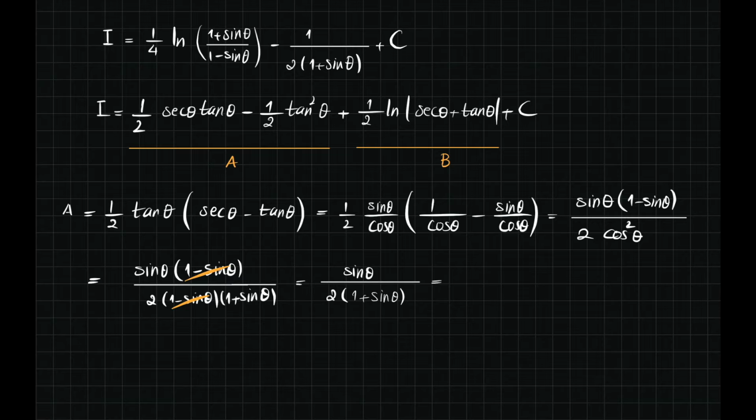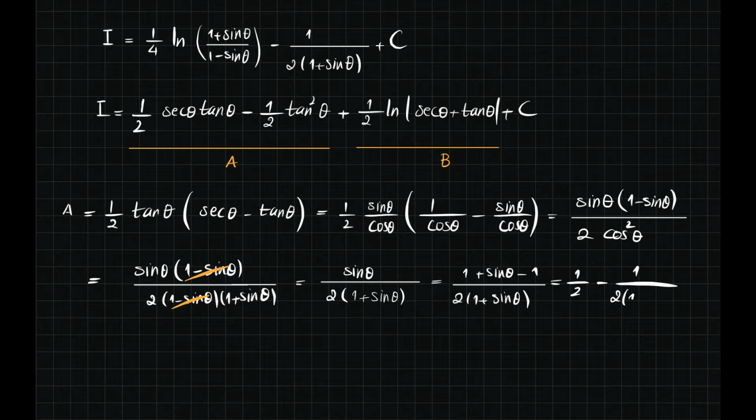superfluous. So what we can do, instead of the numerator, I can write 1 plus sine theta, yes, and minus 1. And then divided by 2, 1 plus sine theta. And then what happens, I can say that this expression divided by that gives me a factor of 1/2, and then minus this expression divided by this. So it becomes simply 1/2 minus 1 over 2 times 1 plus sine theta.